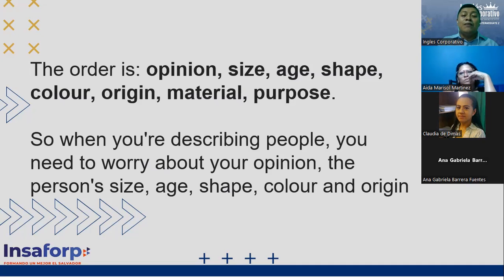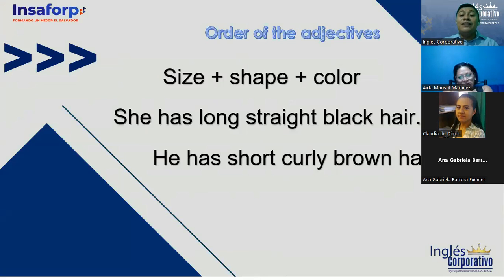Let me show you an example. But keep in mind this is the order of the adjectives: opinion, size, age, shape, color, origin, material, and purpose. So let's see, for example, talking about the hair, we are going to follow this order. First, size. Primero decimos el tamaño, size. Then we shape, la forma. And finally, the color, when we are describing someone's hair.